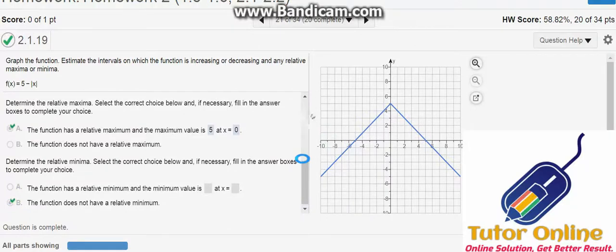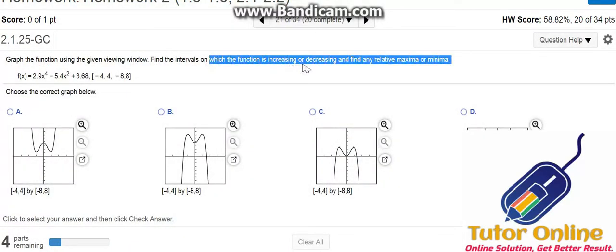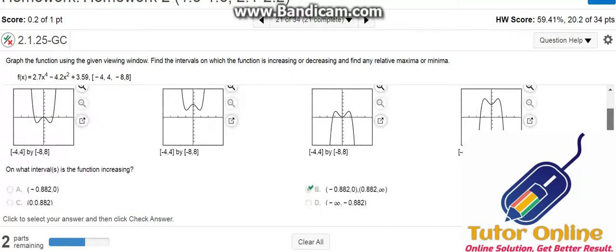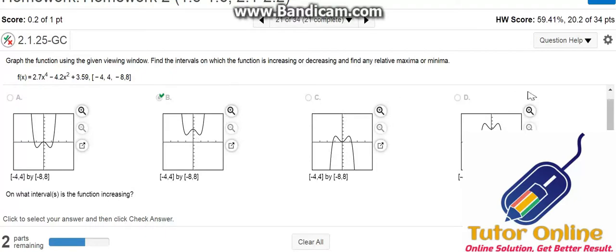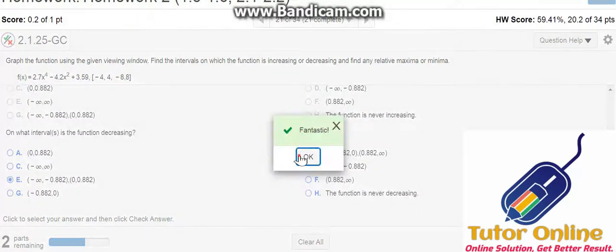So let's move to another question. Graph the function using the given window. Find the intervals on which the function is increasing, decreasing, and find any relative maxima or minima. So in A, f of x is this, minus 4 to 4 and minus 8 to 8. So let's check that the function is increasing from 0 to 0.8 and 0.8 to infinity. Now let's check that it's decreasing from minus infinity to this and 0 to this. Yeah, fantastic. Thank you. Let's continue.